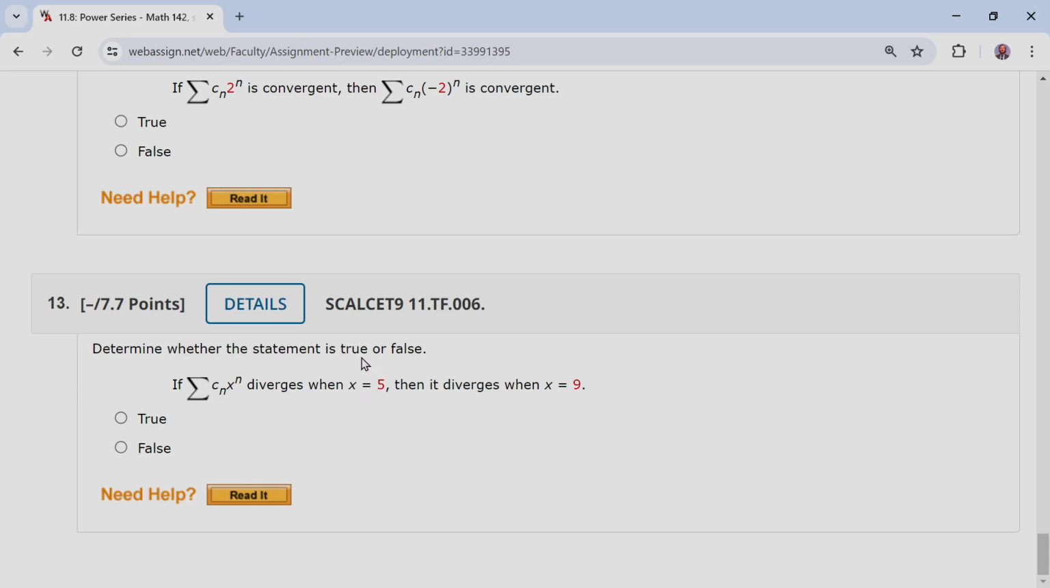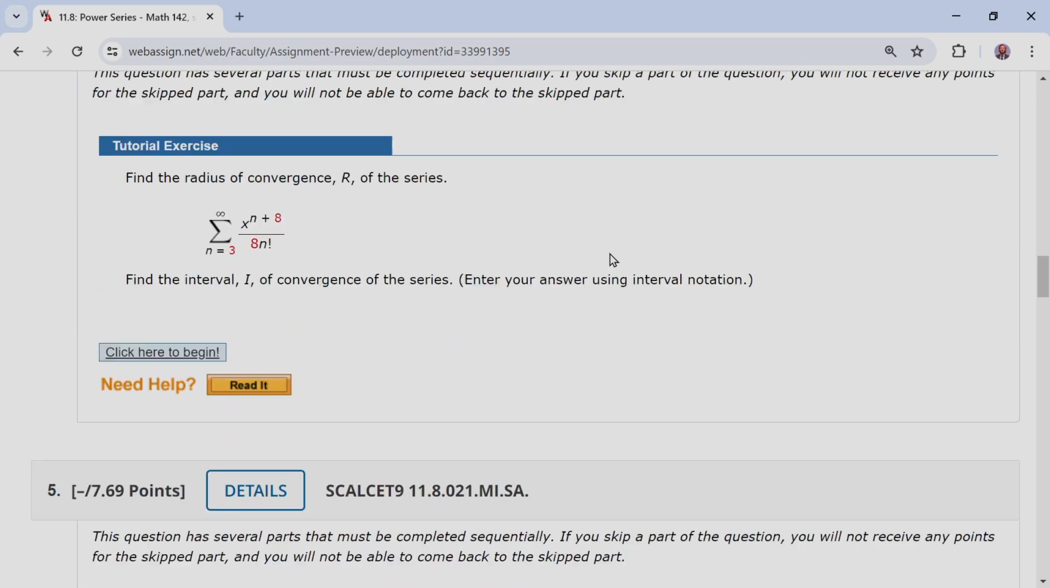If this diverges when x equals 5, then it also diverges when x equals 9. That's true, right? Because when you talk about a radius of convergence, I like these last questions. These are actually pretty nice because this is a power series centered at 0. So if x equals 5 diverges, you know the radius of convergence is at most 5, which means the radius of convergence is clearly not 9. The radius of convergence is at most 5, which means anything further than 5 units away from the origin is going to diverge. That's the nature of a radius of convergence. Okay, that polishes off that.